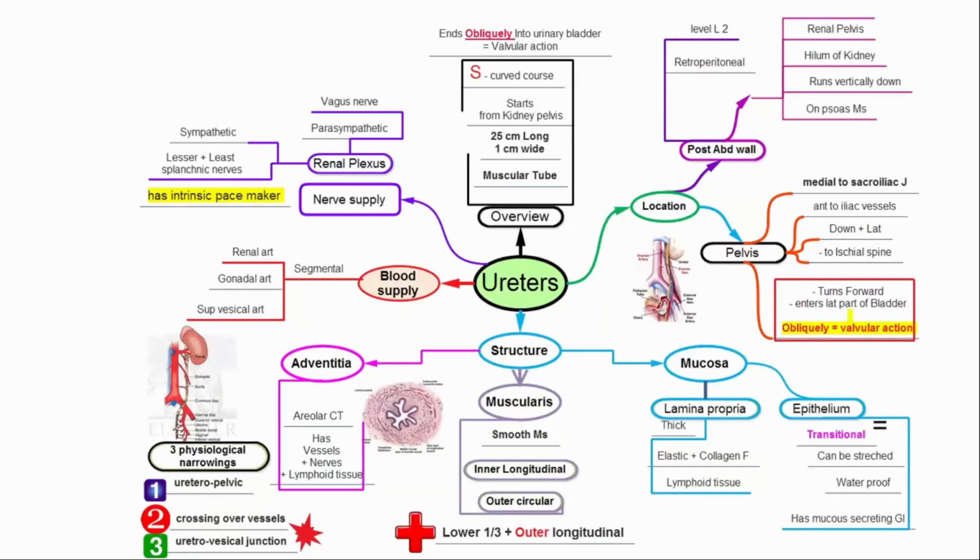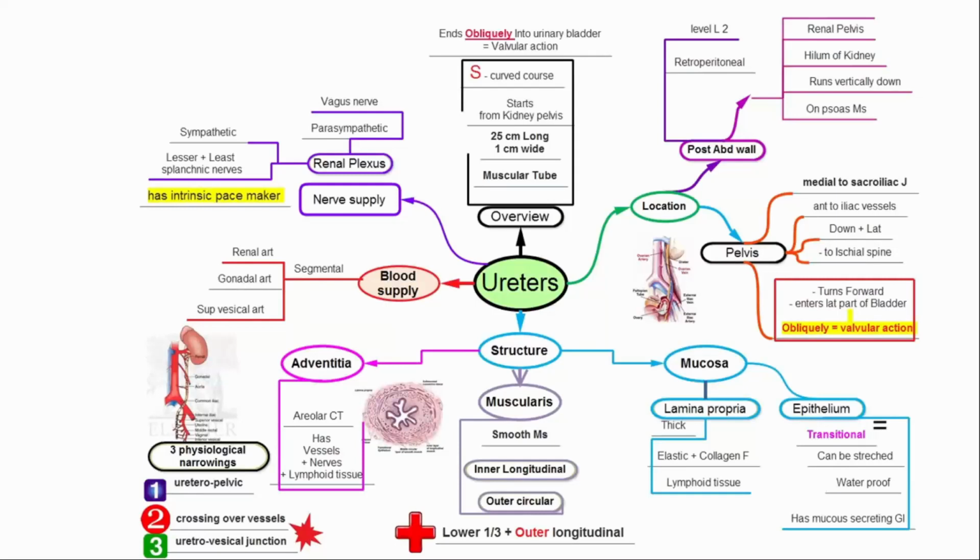because if a person has a stone in the pelvis of the kidney and it is smaller than 1 centimeter in diameter, we tell this patient that the stone will be coming down. If it is larger than 1 centimeter in diameter, then this stone is not coming down. And the ureter starts from the kidney pelvis and takes an S-curved course and enters obliquely into the urinary bladder, which is going to give it a valvular action.